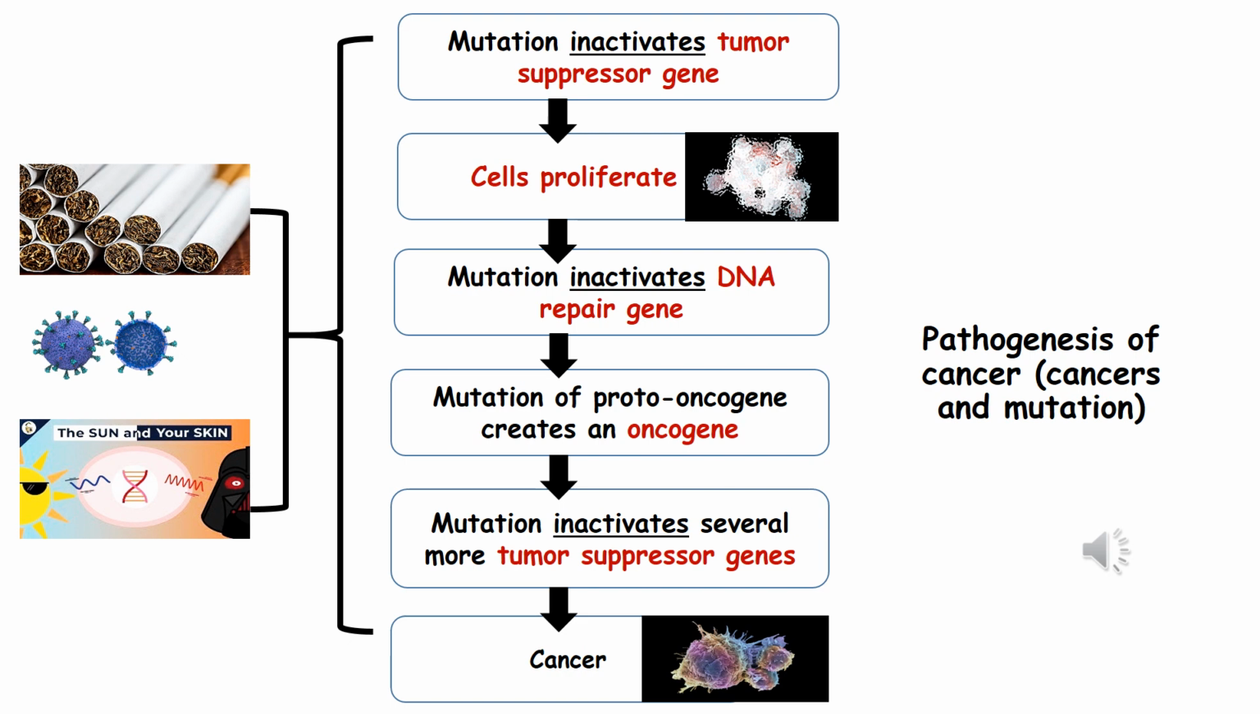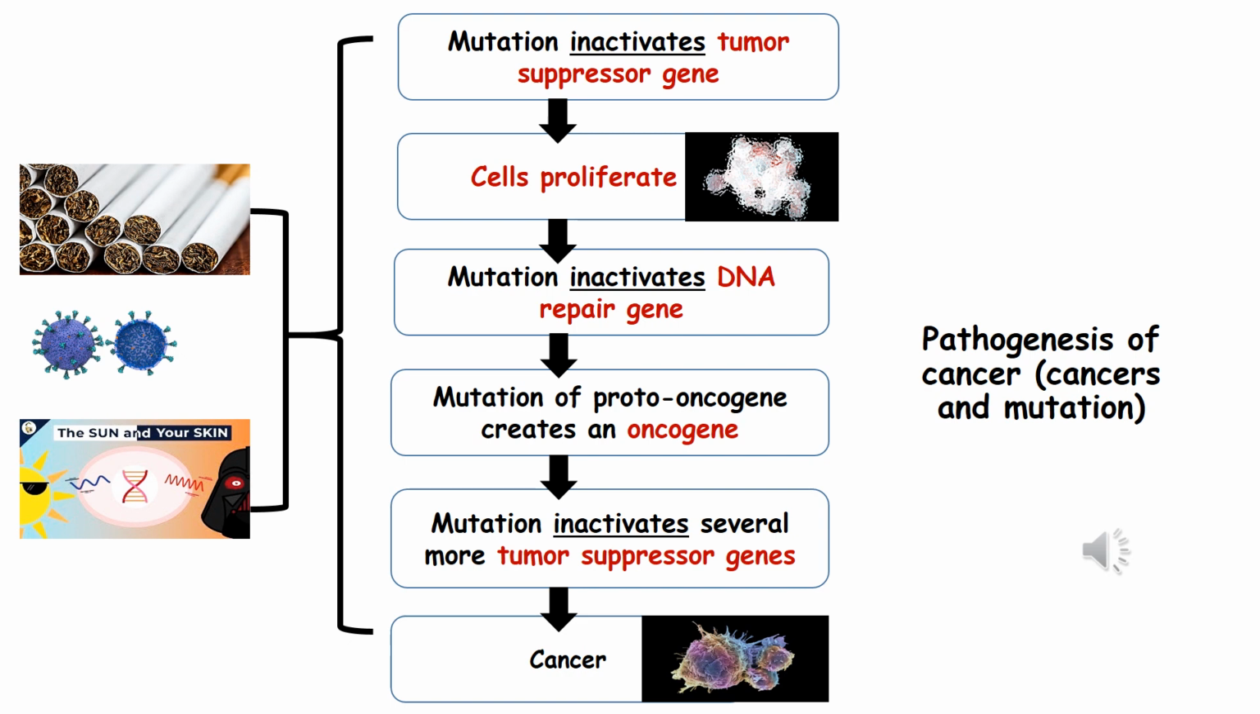Then the mutation inactivates the DNA repair gene. So as we discussed in the earlier slide, these DNA repair genes are involved in fixing the damaged DNA. If there is inactivation of this DNA repair gene, then there will be additional mutations to other genes, and there will be change in the chromosomes, and together these mutations can cause the cells to become cancerous.